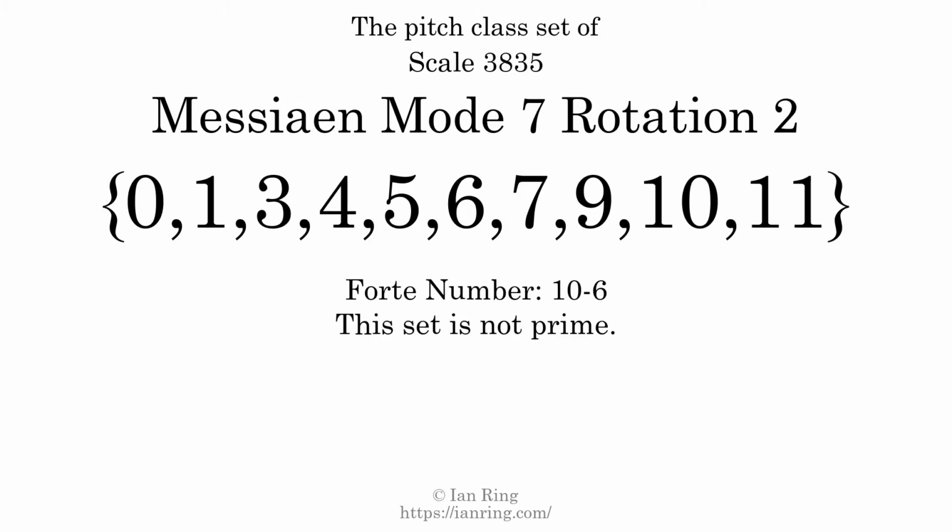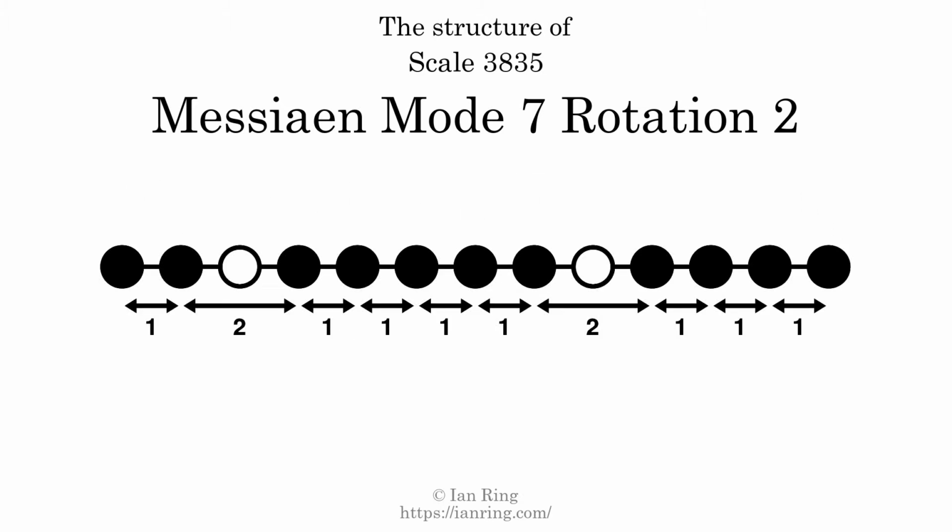The pitch class set for this scale is 0, 1, 3, 4, 5, 6, 7, 9, 10, 11. The forte class is 10-6. This set is not prime. The structure of a scale is a description of the interval distance between each successive tone. This scale has a structure of 1 2 1 1 1 1 2 1 1 1.